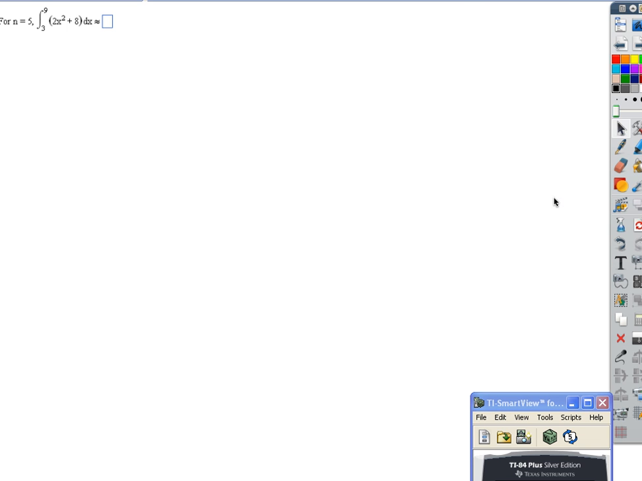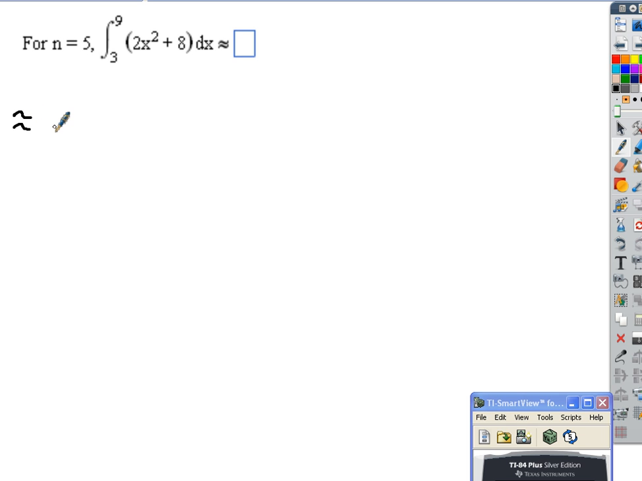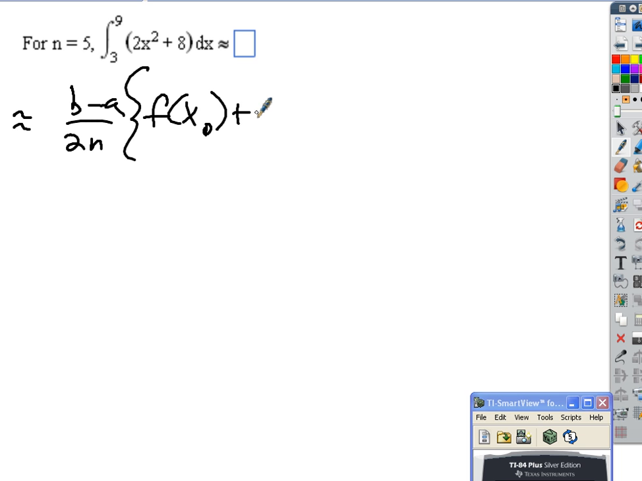Okay, so now on this one, we're just going to use just the regular manual formula, which just looks like this. So the trapezoidal rule, this area is approximately b minus a over 2n times f of x sub 0, plus 2 times f of x sub 1, plus f of x sub 2.